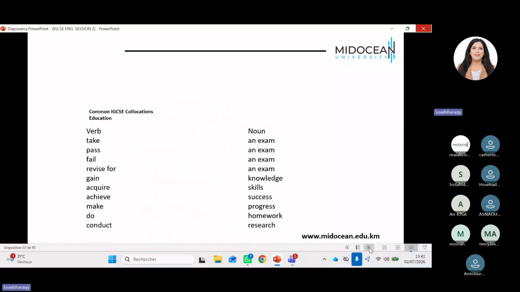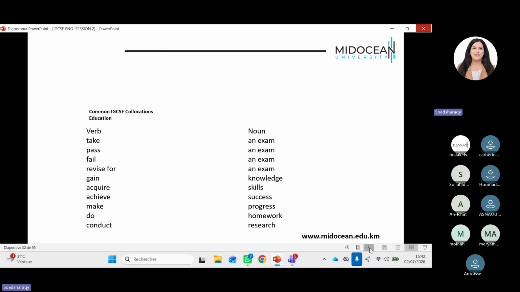Here you have common IELTS collocations. Examples here, education. For example, we say take an exam, pass an exam, fail an exam, revise for an exam, gain knowledge, acquire skills, achieve success, make progress, do homework, and conduct research. So all of these are collocations about education.